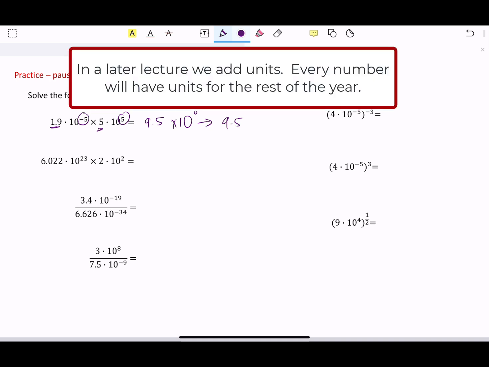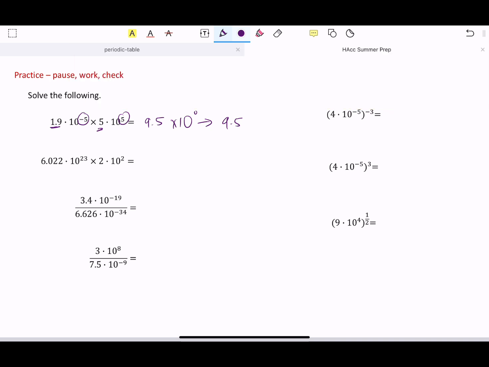Okay. And then next one, I have 6.022 times 10 to the 23rd times 2 times 10 to the second. So 6.022 times 2 is going to give me 12.044 times 10 to the, and again, I'm going to add those together, 25th.